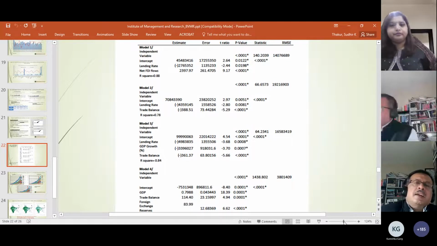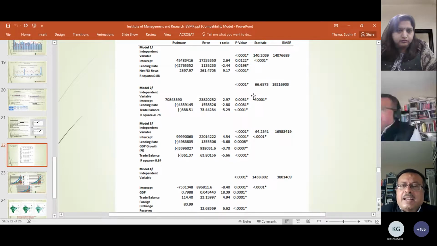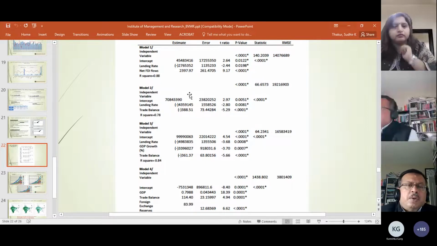where I'm trying to understand the relationship between the explanatory variables and the dependent variable. The dependent variable is total liability at the center and state level. That's my dependent variable. So I have time series data between 1981 through 2020, and my independent variables are lending rate, net FDI flows, trade balance, then GDP rate of growth, foreign exchange reserves. So I run a multiple regression model, and I won't be able to go through all of the models and the results, but let me take the first model, and perhaps I'll take one more to do the interpretation.